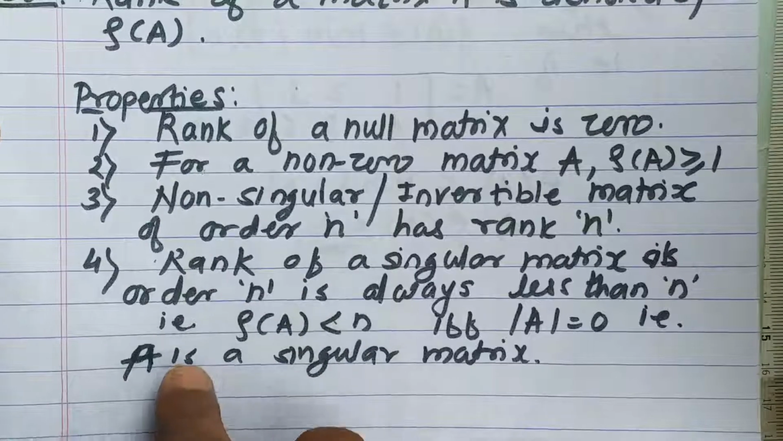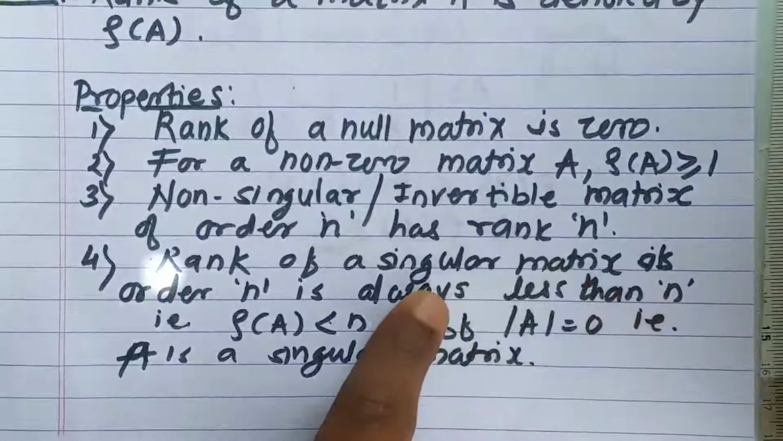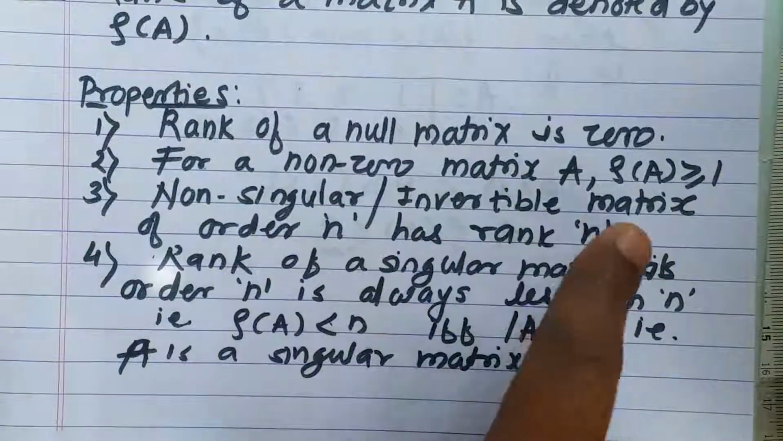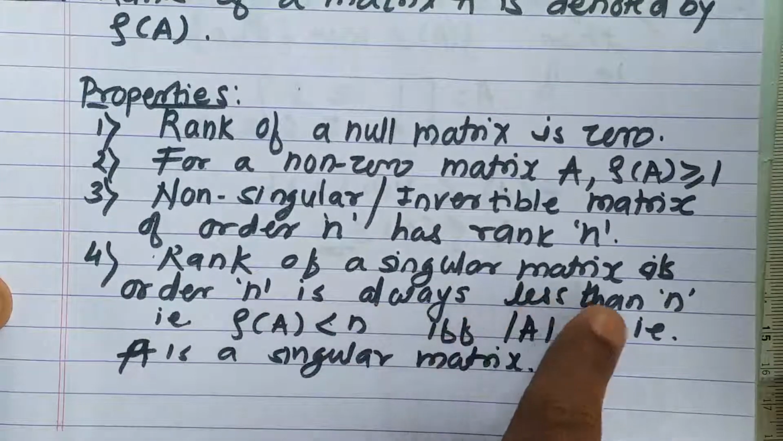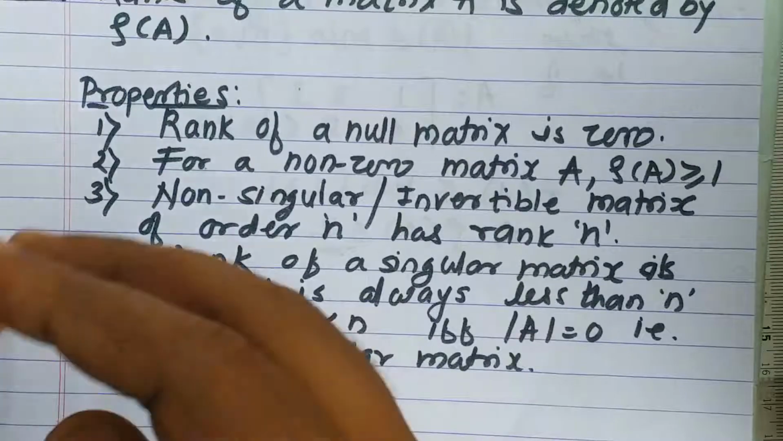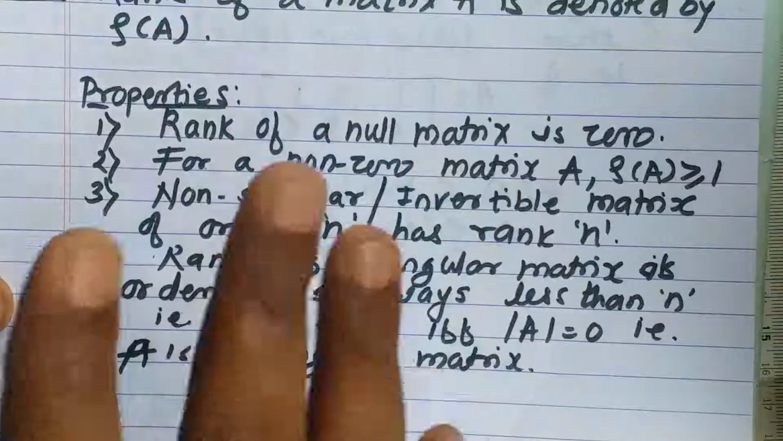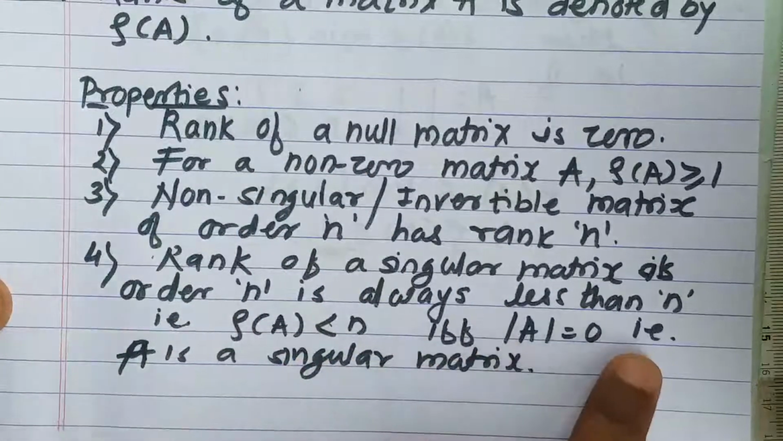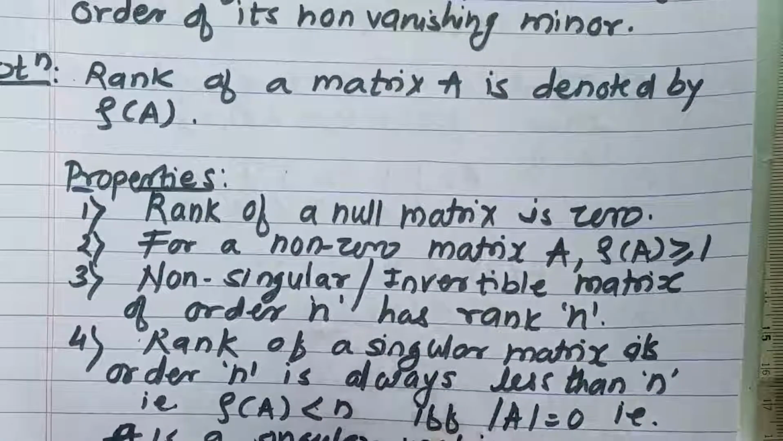Okay, next property, rank of a singular matrix. Singular matrix means determinant is 0. So if the determinant comes 0 for some matrix of order n, then its rank is always less than n. It cannot be n in that case. Less than n means it can be n minus 1, n minus 2, n minus 3, that we need to check, but it is always less than n whenever the determinant is 0 for a singular matrix, and when the determinant is 0 we call it a singular matrix.